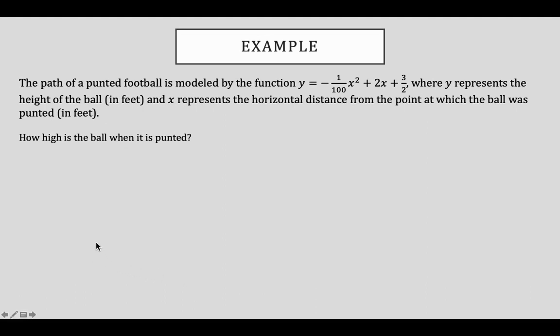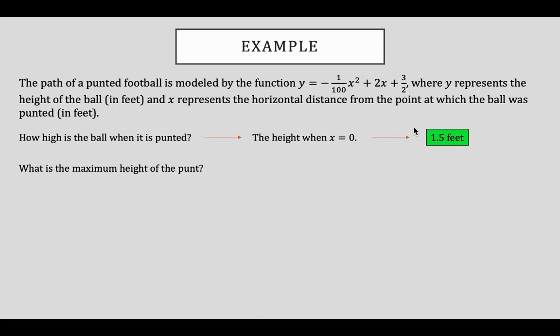What this is referring to is its initial height. So when it was punted, the value of x that represents our horizontal distance would actually be 0. So this is asking us to find the height when x is equal to 0. Plugging in 0 for x into our function gives us 3 over 2. And y is measured in feet. Therefore, our answer is 3/2 feet, or 1.5 feet. This is punted from 1.5 feet high.